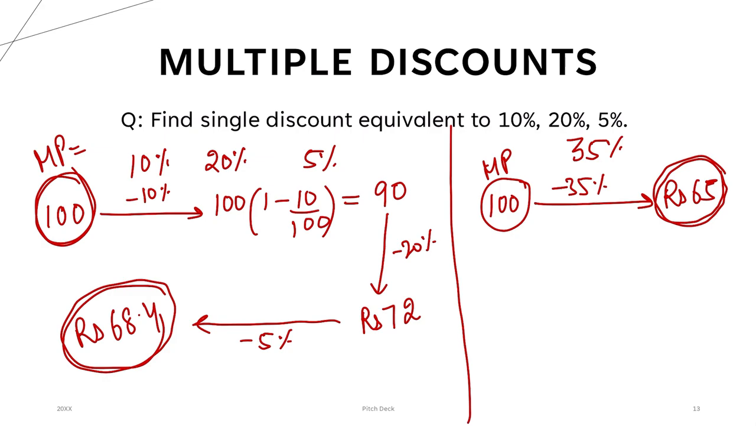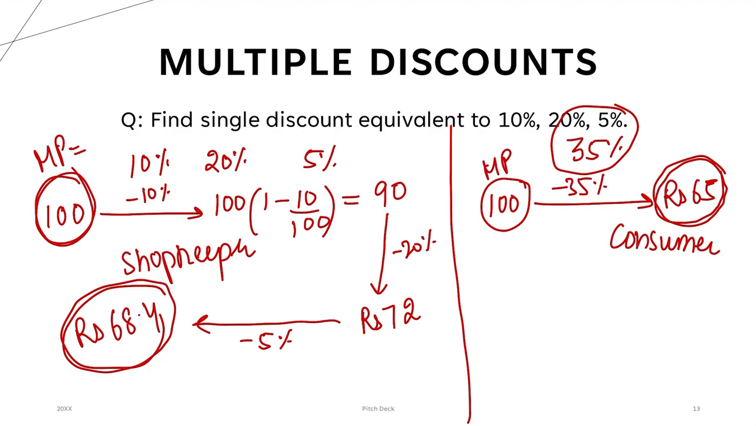As a customer, obviously I would say to the shopkeeper, give me one single discount of 35%. But shopkeepers are very clever. Rather than giving you 35%, many times you will see at the shop they will say 10, 20, and 5% discounts. They will never say a combined 35%, because this one is beneficial for the shopkeeper, as he will be selling it for 68.4 rupees. But as a consumer, this one is beneficial, where I am getting a single discount of 35% rather than three different discounts. So I hope this is clear, the concept of multiple discounts.